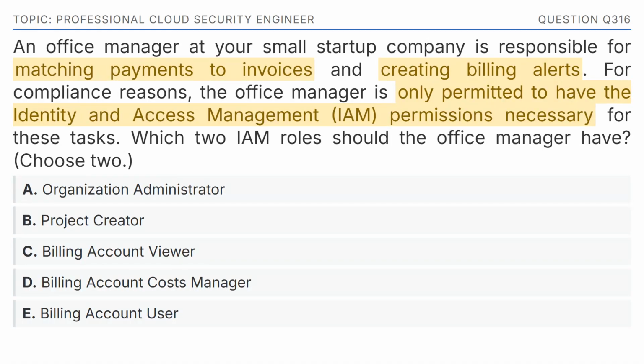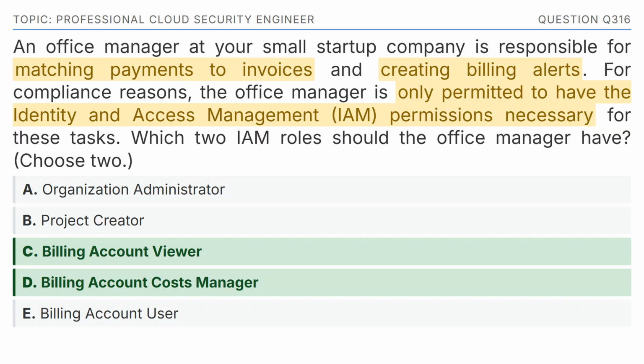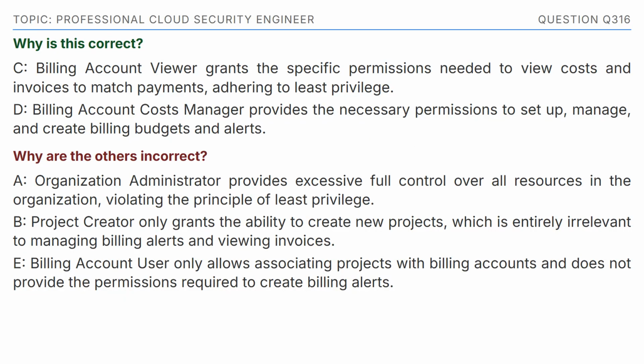To arrive at the correct answer, we focus on the keywords: matching payments to invoices, creating billing alerts, only permitted to have the identity and access management (IAM) permissions necessary. The correct answers are Option C, Billing Account Viewer, and Option D, Billing Account Costs Manager. Why is this correct? C. Billing Account Viewer grants the specific permissions needed to view costs and invoices to match payments, adhering to least privilege. D. Billing Account Costs Manager provides the necessary permissions to set up, manage, and create billing budgets and alerts.